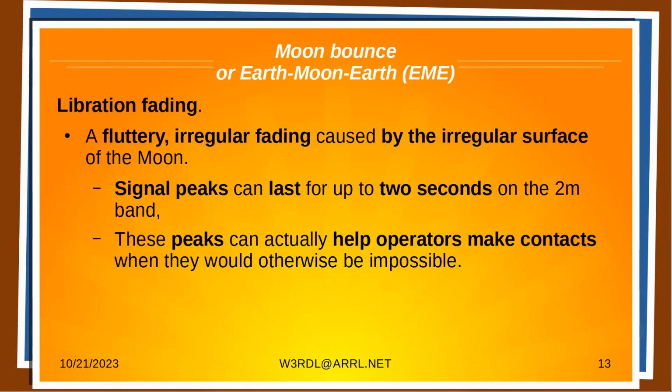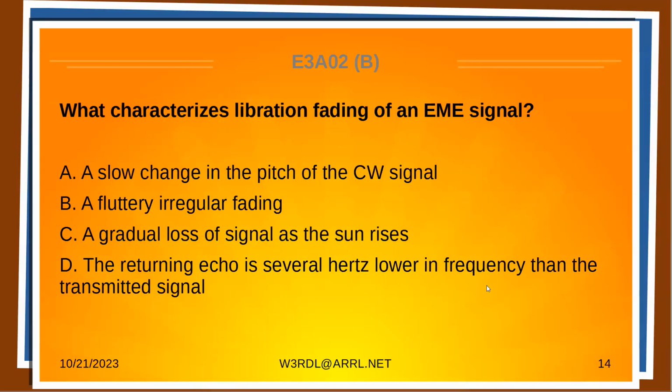Do you know anything about that one, Ernie? Not a damn thing. Never tried it. That's all I know. I don't understand that, but I'll believe them. So if you happen to stumble onto one of those 2-second peaks, I guess you have a better chance of making a short contact. Well, if you're talking that much loss in that path, maybe a peak makes a big difference. Well, yeah, a couple dB. What characterizes libration fading of an Earth-moon-Earth signal?